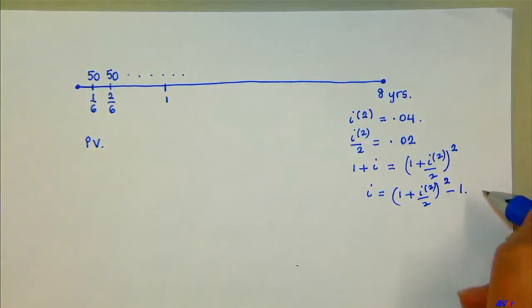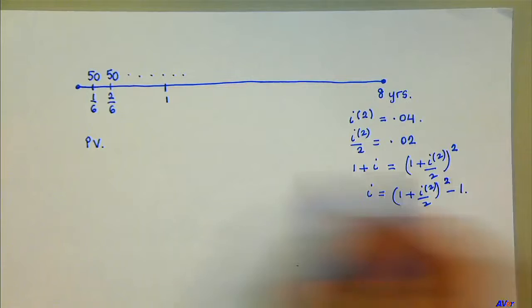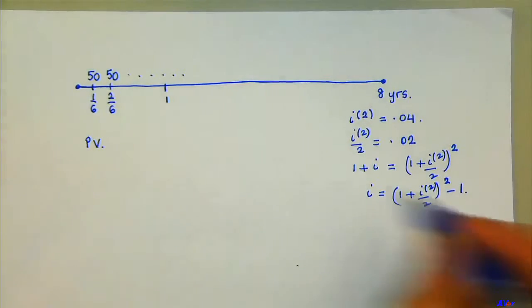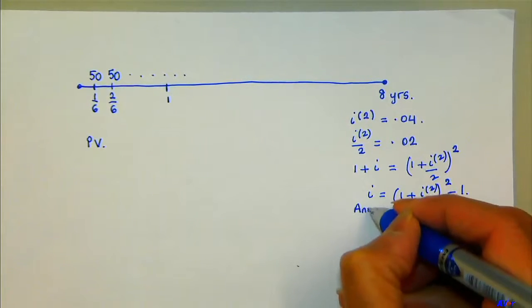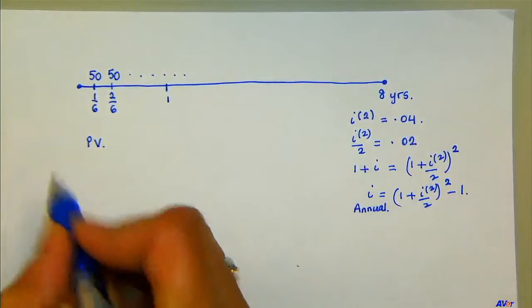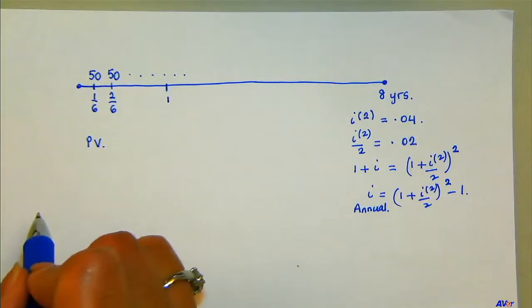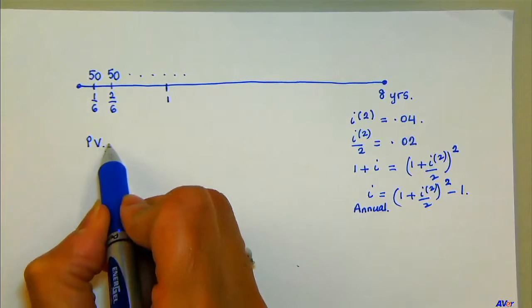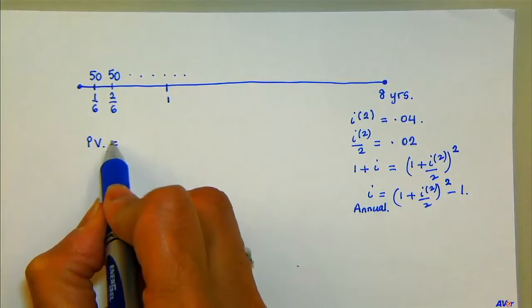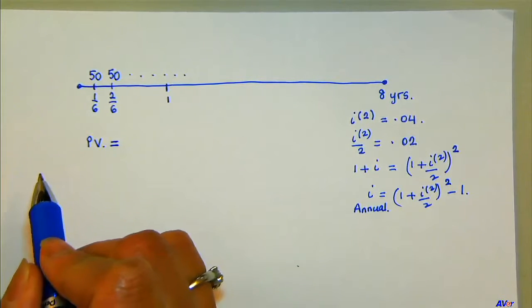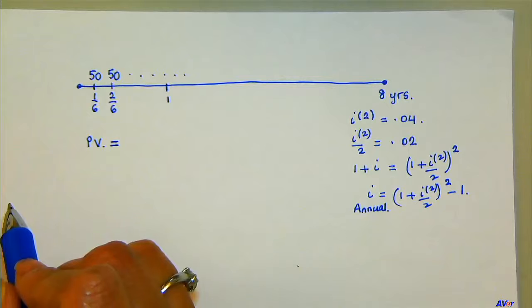Never mind what it is. I don't care what it is. Leave it alone. Now what do I have? I have an annual interest rate, i annual. Now what? Present value equals what? What's the symbol? That's all I want.